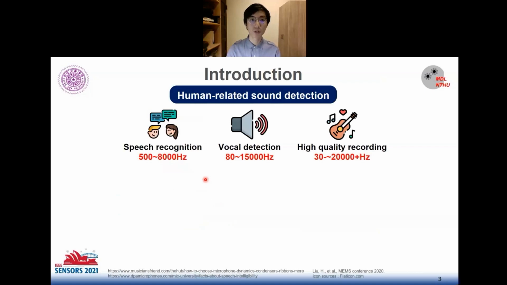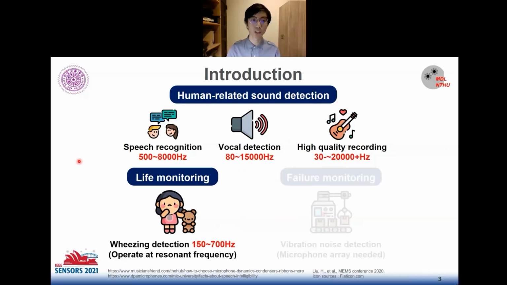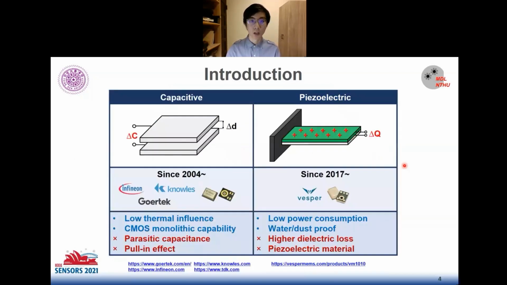Microphone usually used in human-related sound detection, and in different applications, there are various bandwidth requirements. And also, it can use in live monitoring by whistling detection and failure monitoring by vibration noise detection. The two main sensing mechanisms of a MEMS microphone are capacitive sensing type and piezoelectric sensing type.